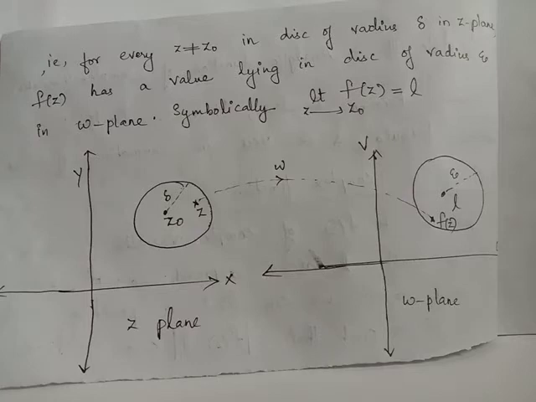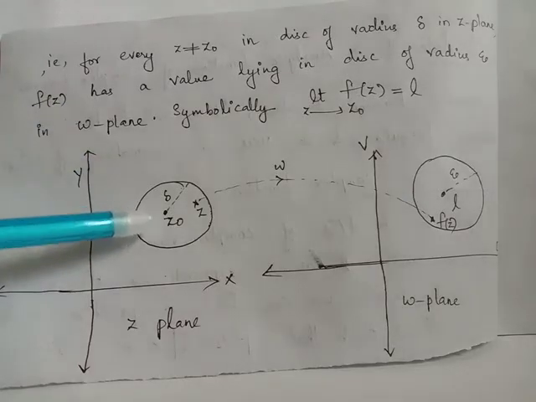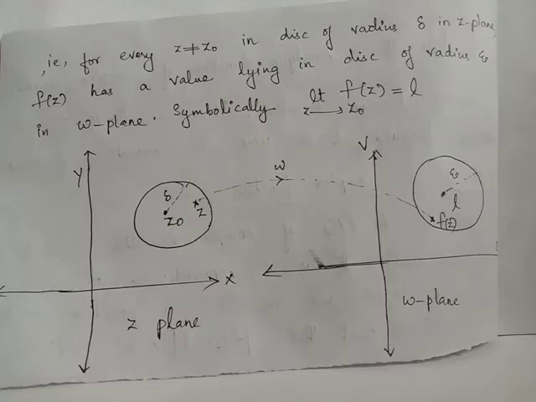Suppose we have a disk of radius delta centered at z0 lying in the z plane, and this disk is obtained as a collection of points lying in the neighborhood of z0. Similarly, we have a disk in the w plane which is centered at L and is of radius epsilon. This disk is a collection of points lying in the neighborhood of L.